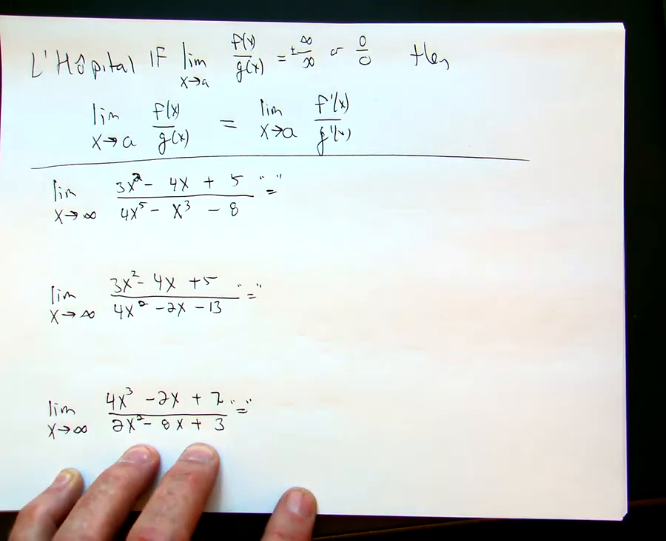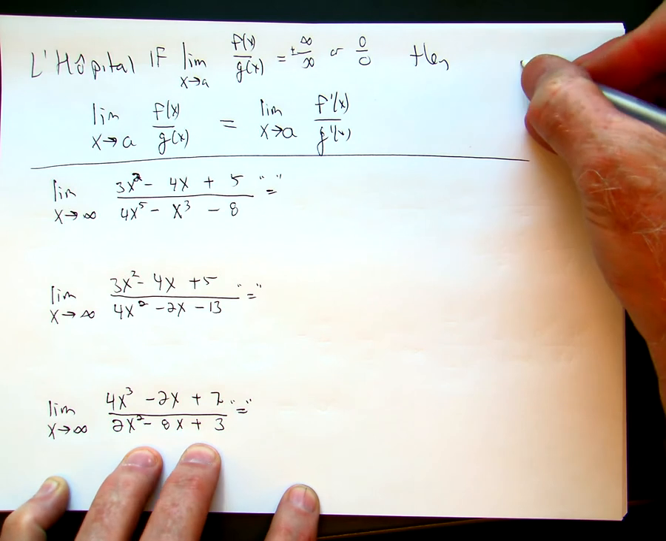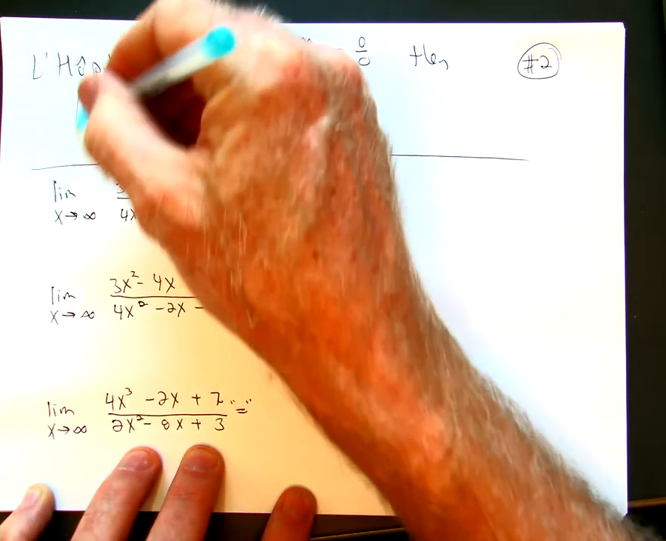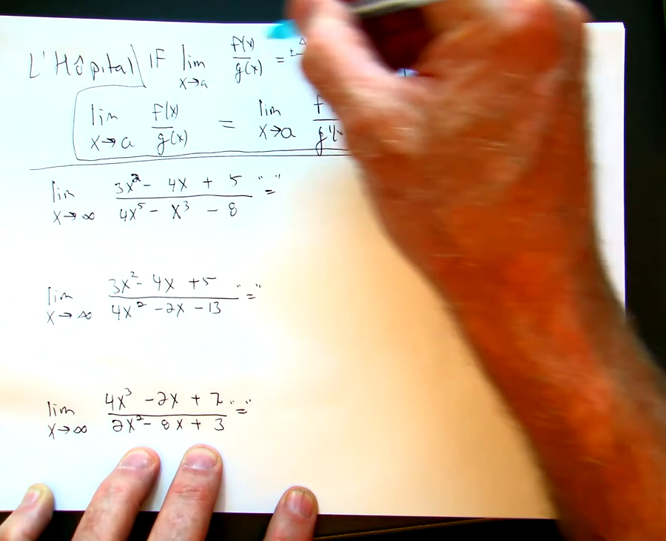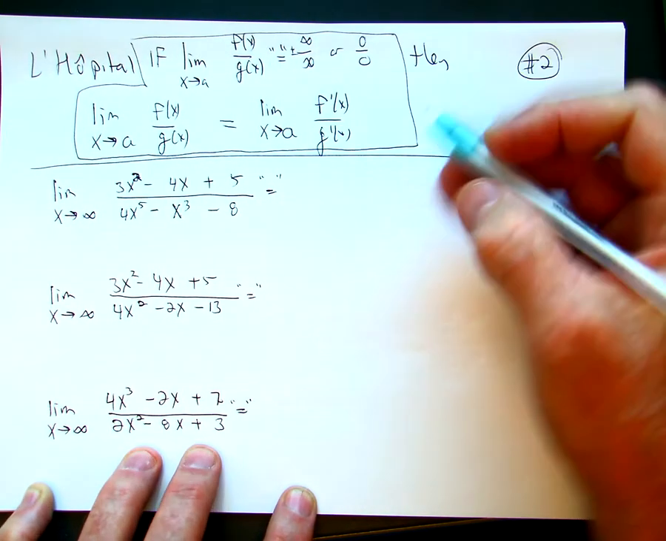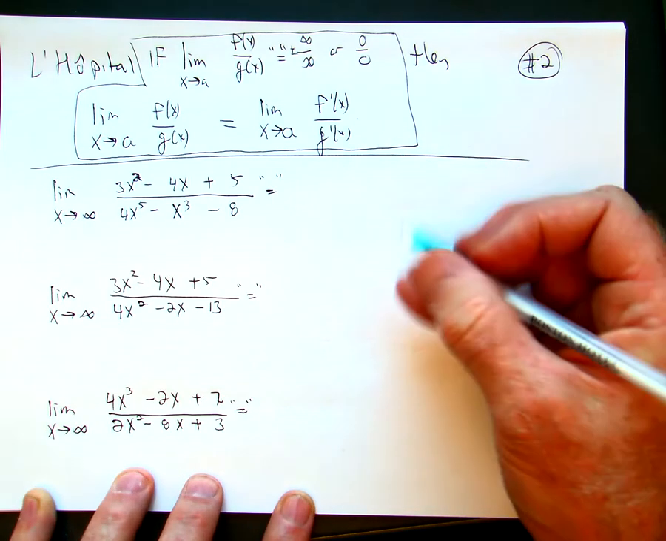Again, this is the second L'Hopital's example. So this is page 2, movie number 2 for today. I'm just repeating L'Hopital's rule. If our limit is of the form infinity over infinity or 0 over 0, then we just take derivatives, as we said before. So here's a good example.